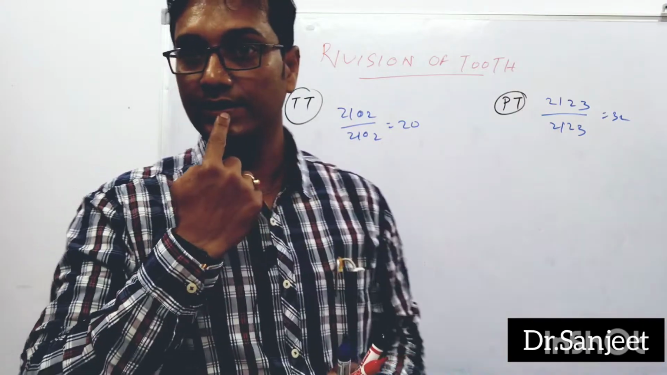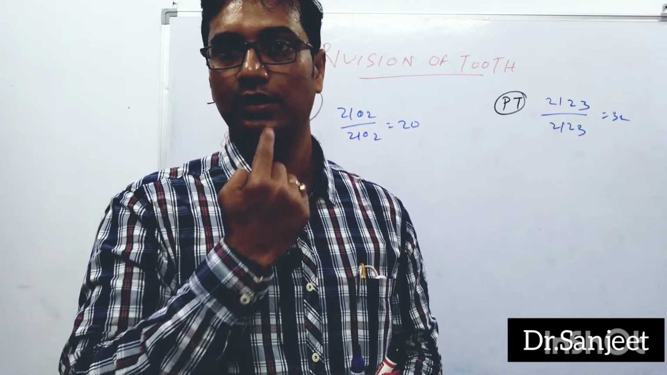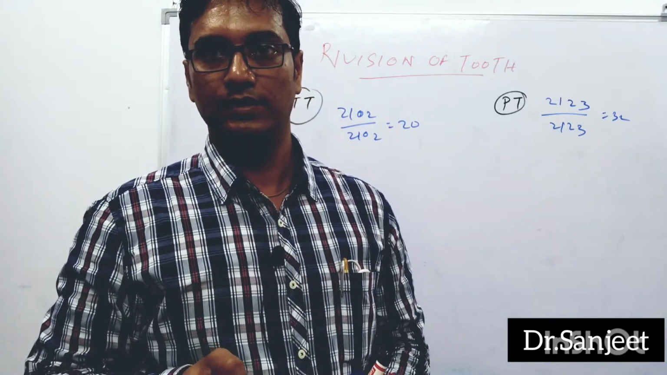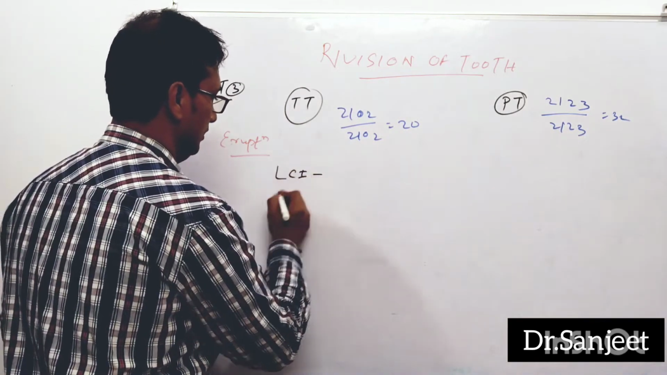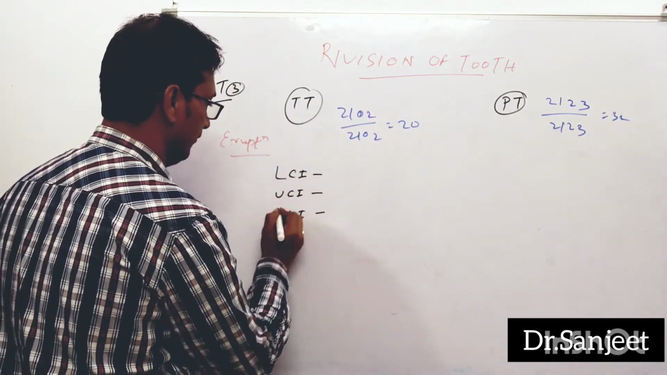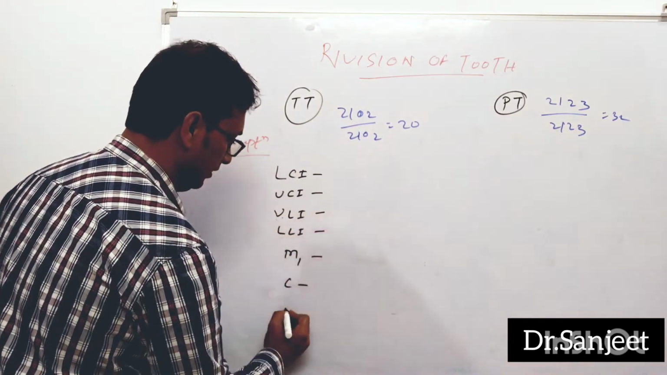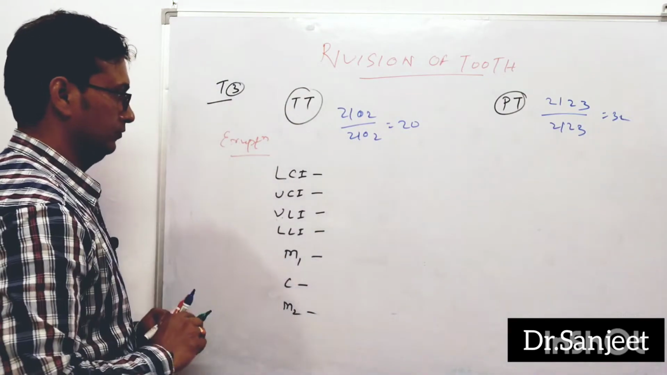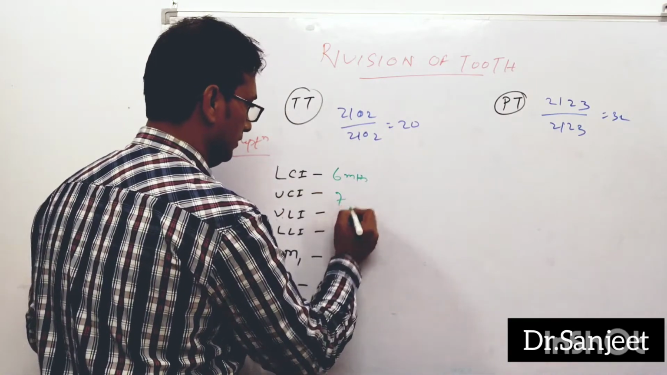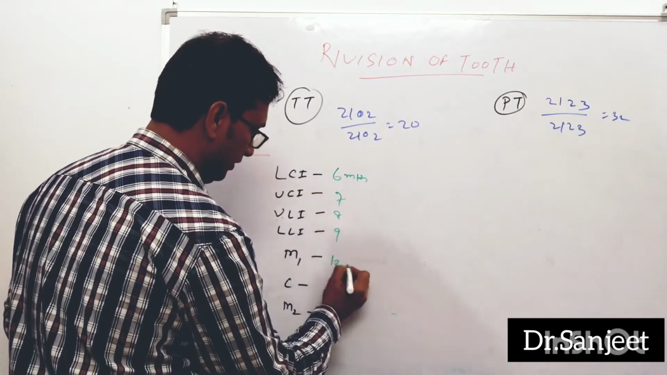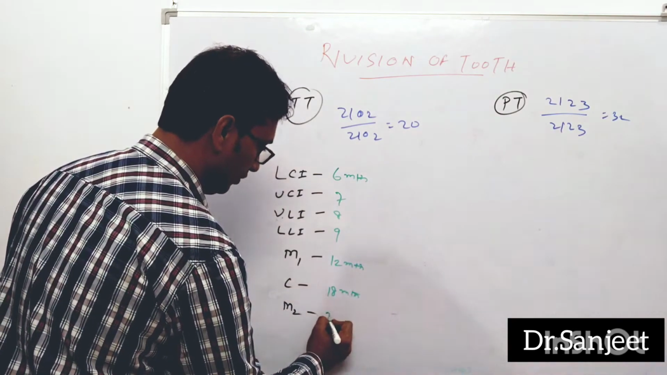First lower central incisor, then upper central incisor, then upper lateral incisor, then lower lateral incisor, then molar 1, then canine, then molar 2. Lower central incisor 6 months, then 7 months, 8 months, 9 months, molar 1 at 12 months, canine 18 months and molar 2 at 24 months.